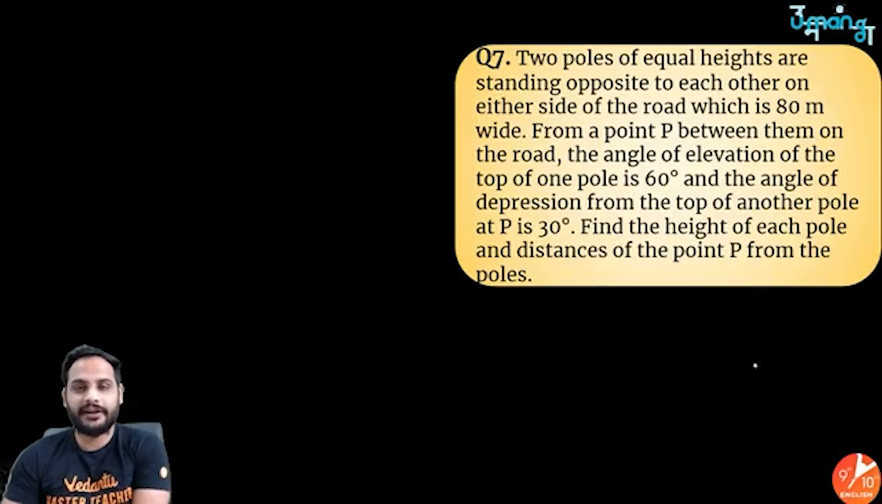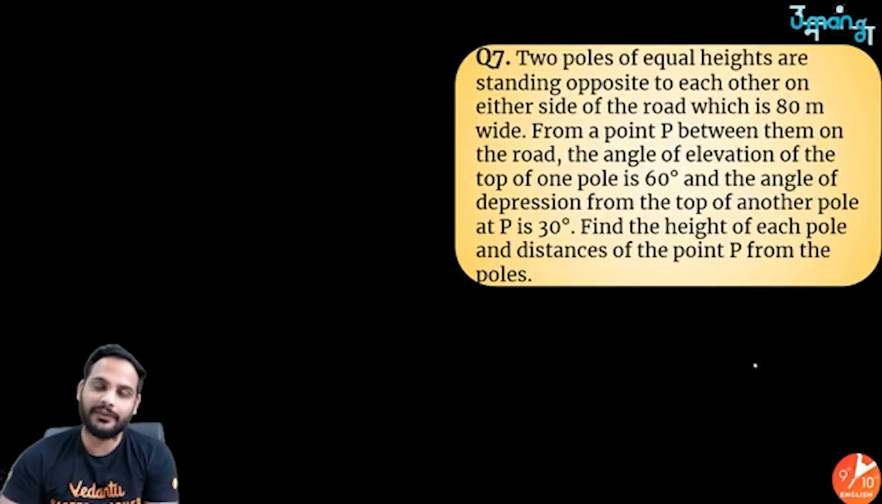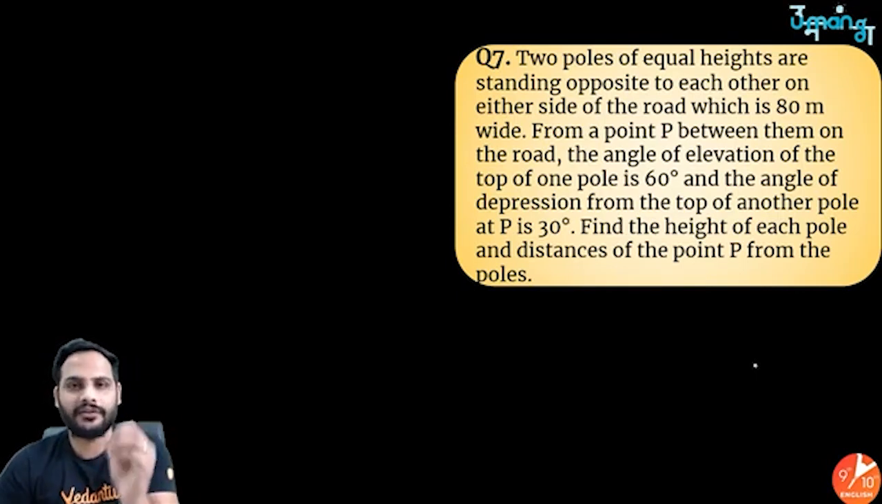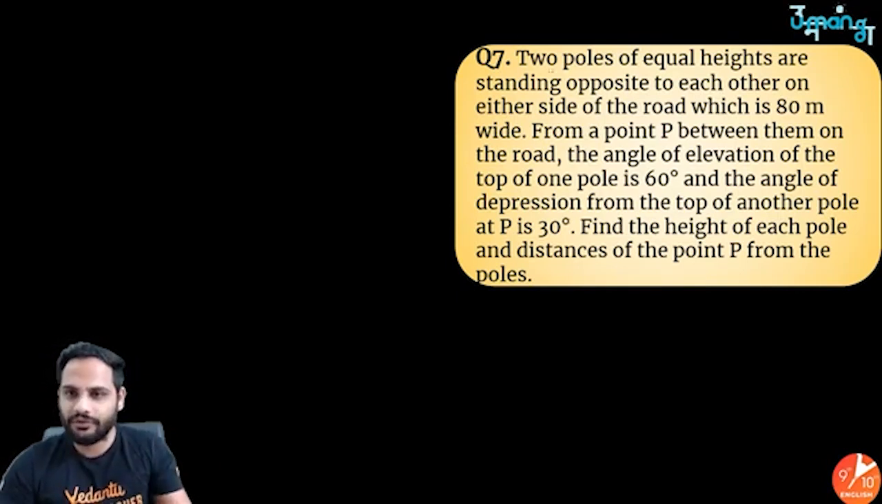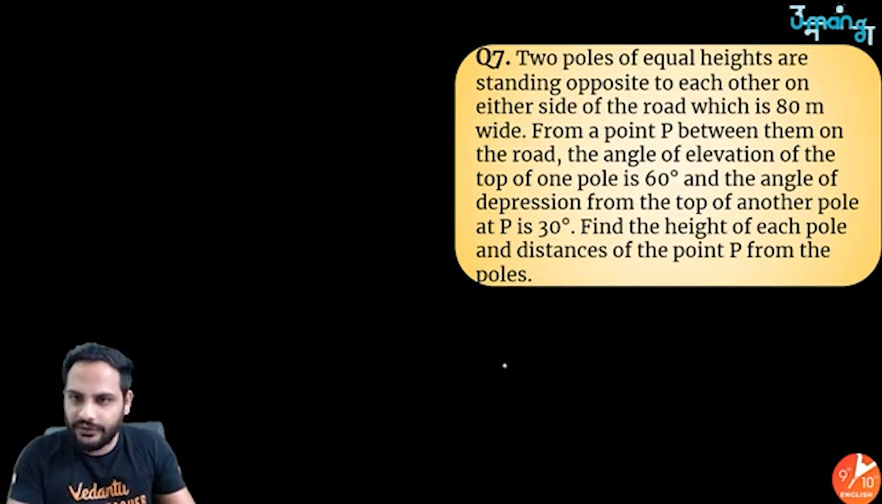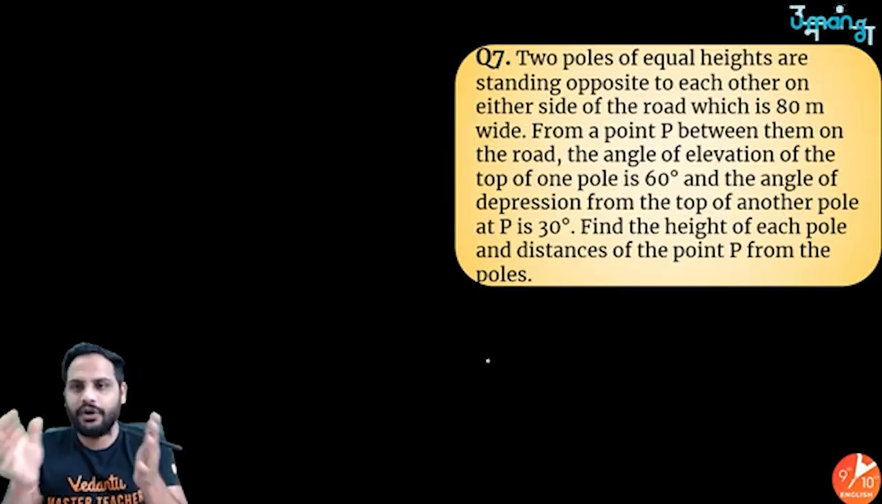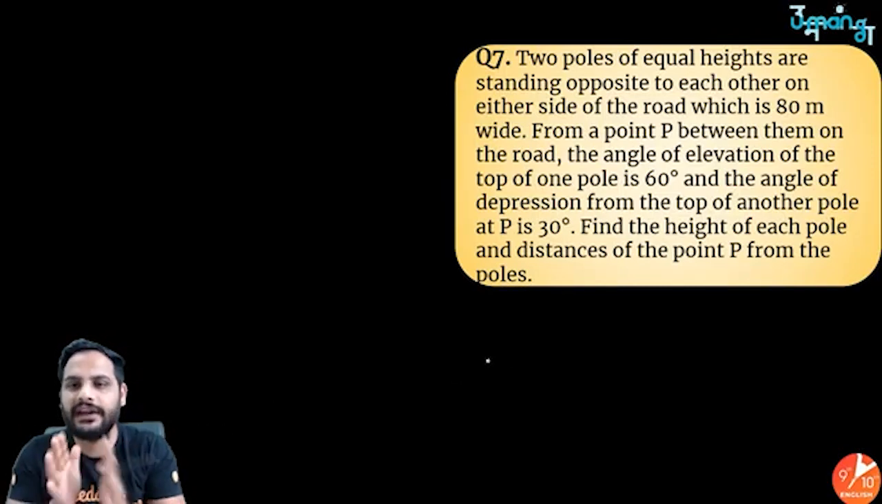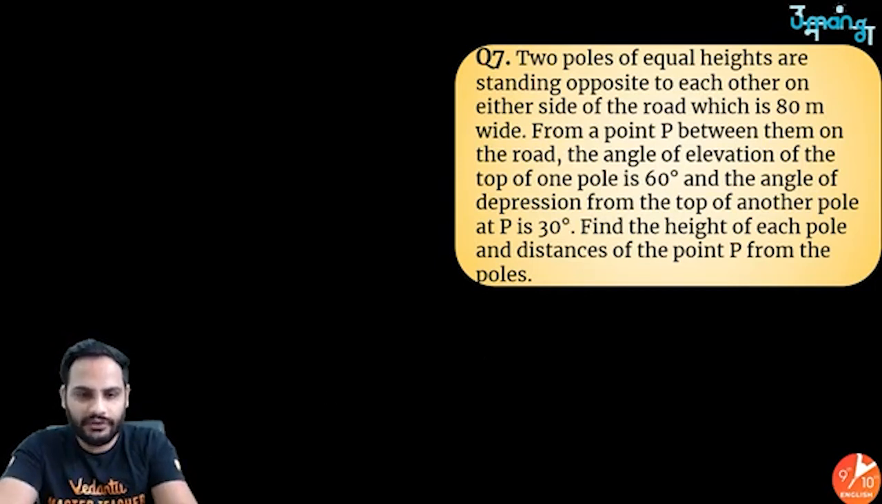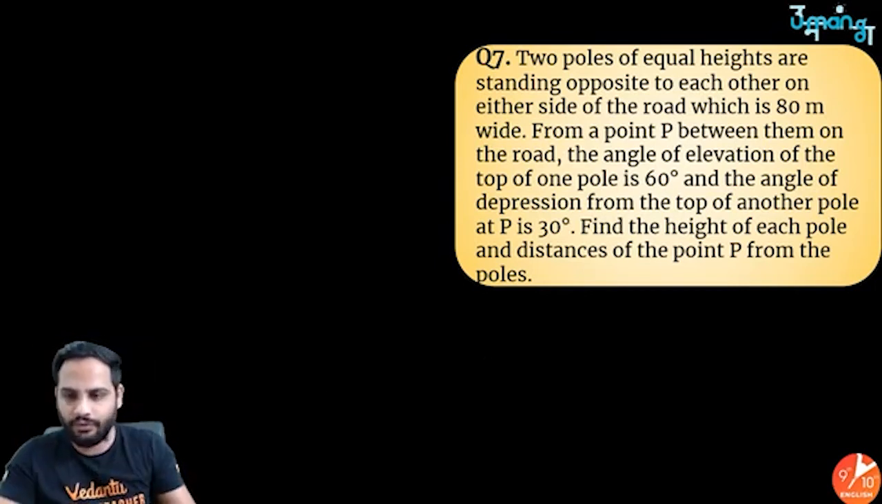Now, don't be afraid by the question, sir, this big question it is. Let's draw the diagram by reading the part one by one. First thing we got to know, there are two poles of equal heights standing opposite to each other on either side of a road. So one is on this side, one is on that side of a road, which is 80 meter wide. So I got to know, sir, there is a road.